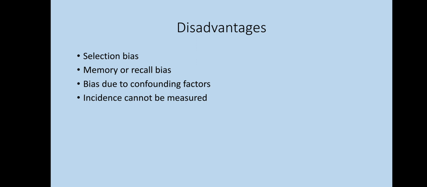So you may deliberately, anybody can skip the factor which can alter the results. There can be memory or recall bias because it's a retrospective study based on history and interview. There can be bias due to confounding factors, as already discussed, and the main disadvantage in case control study is that the incidence cannot be measured, and so the important statistical test, the relative risk, cannot be calculated in the case control study. Relative risk is calculated in the cohort study, and that difference we will see in detail in the next video.